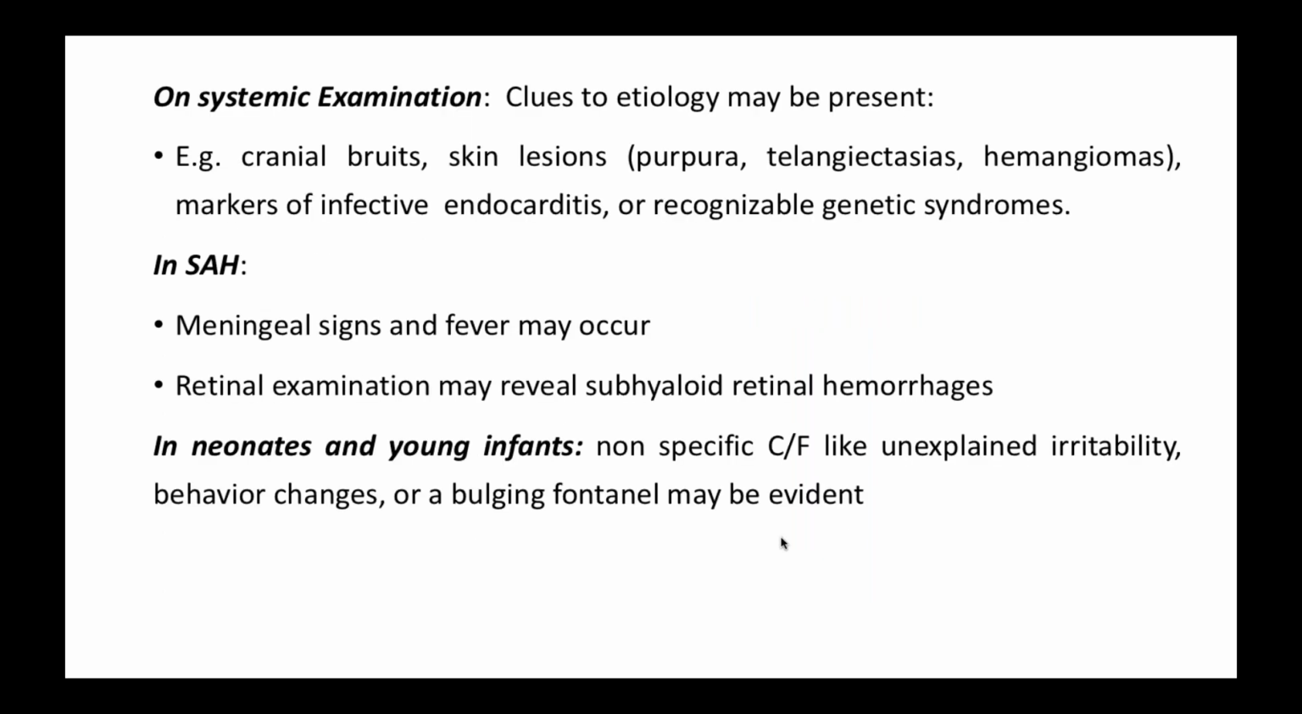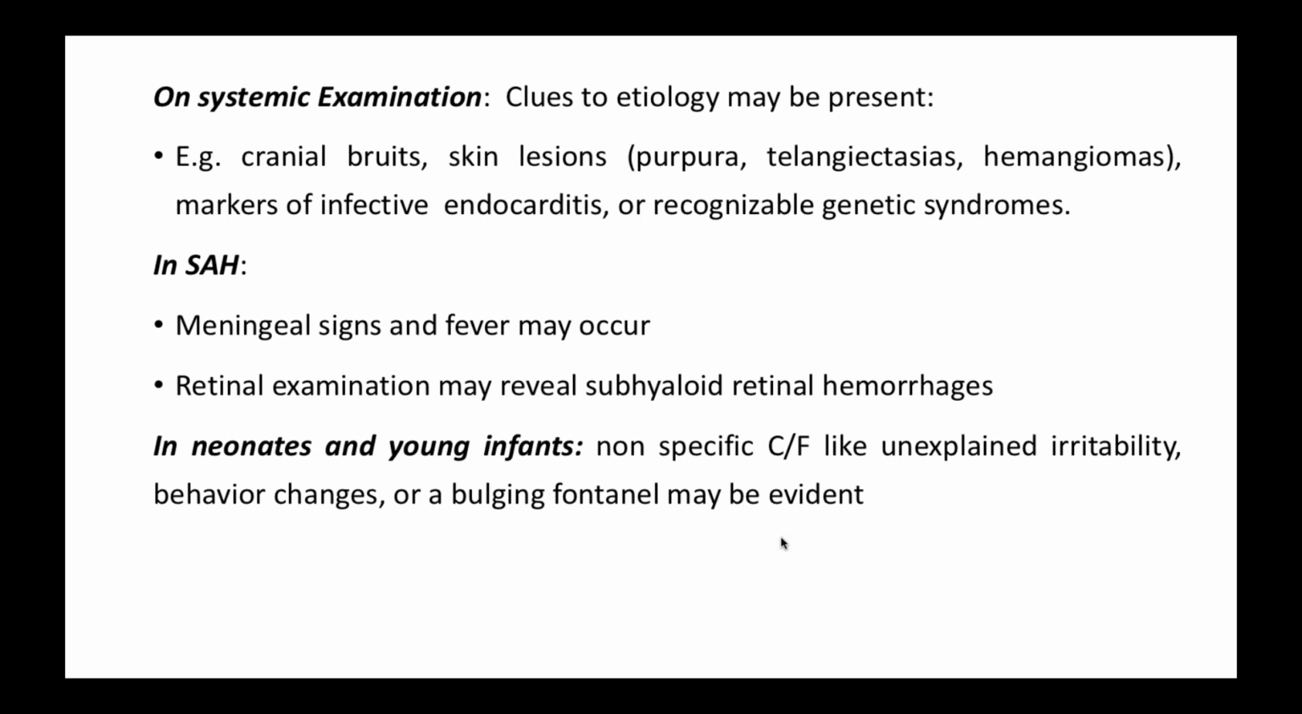On systemic examination, what do we find? We may find clues to etiology like bruit, which could be due to some AV malformation, skin lesions, purpura, telangiectasias, and hemangiomas, which are usually found in Sturge-Weber syndrome, markers of infective endocarditis or a recognizable genetic syndrome. So usually there is an underlying genetic syndrome which may have a propensity for hemorrhagic strokes. And in SAH, meningeal signs and fever occur. This is very important, and it could be a differential for meningitis. However, in subarachnoid hemorrhage, when you do a tap, you will find xanthochromia. Then retinal examination may also reveal subhyaloid retinal hemorrhages in SAH.